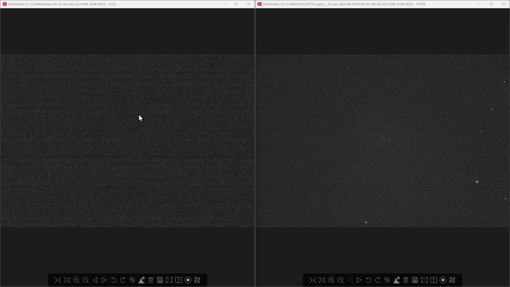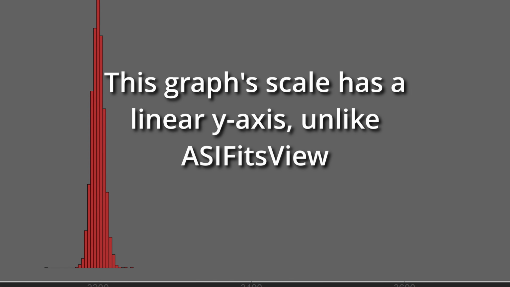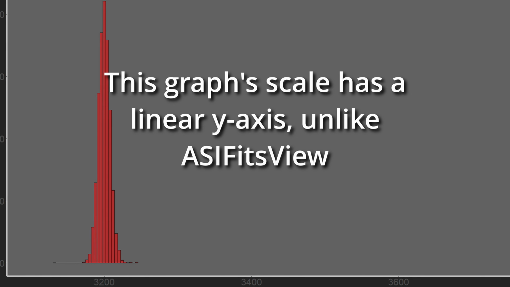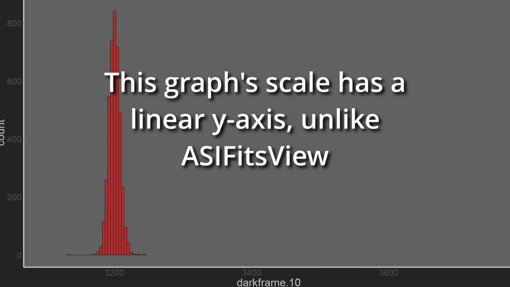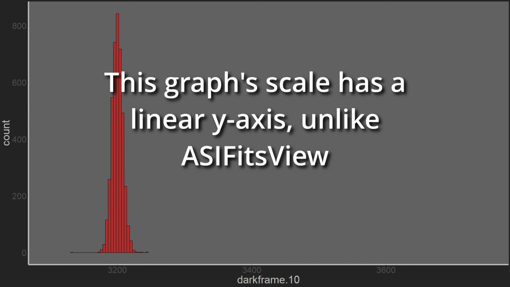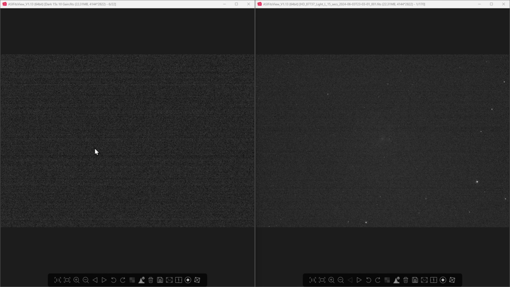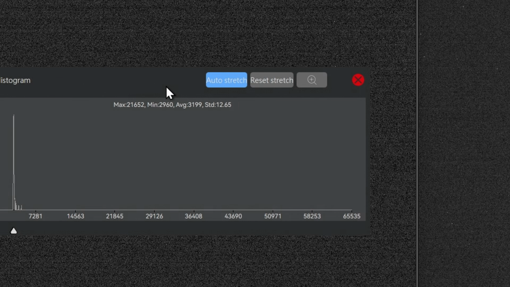ASI FITS View by ZWO is actually pretty good, although the y-axis isn't linear from what I can tell, which results in exaggerated tails, and it can make you think that the read noise is bigger than it really is. So here is a bias frame from my target of Messier 101 with the same gain and offset settings as my M101 image. I'll go ahead and right-click and select Histogram, then press the Zoom button.